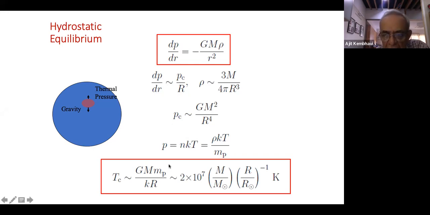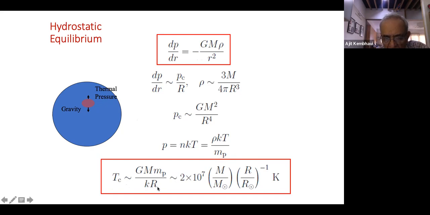And then I told you that we need an equation of state, and the perfect gas equation of state is excellently applicable to a star because the temperature is very high, the matter is totally ionized, and the nuclei and electrons are just ideal point particles, and therefore the equation of state is P is equal to nkT, where k is Boltzmann's constant, and which is equal to rho kT by mp.